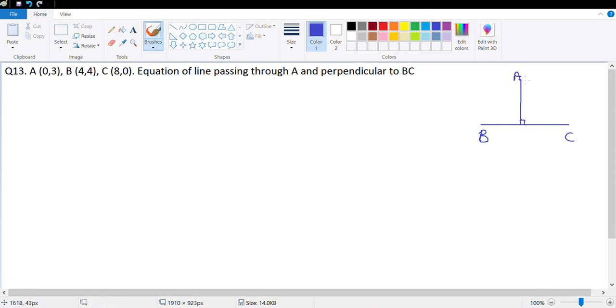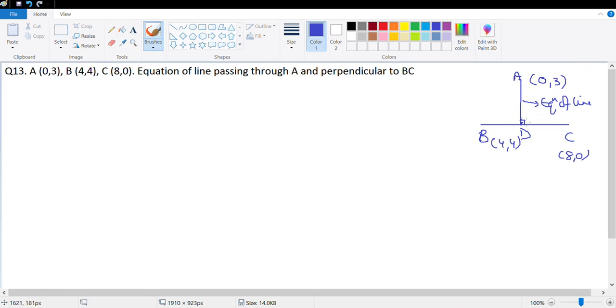And this is point A. A is given as (0, 3), C is (8, 0), and B is (4, 4). So I need to find the equation. Let this point of intersection be D. So I need to find the equation of this line. Again, this is just for purely representation purpose. (0, 3), these are not the specific quadrants in which these 3 points will lie.